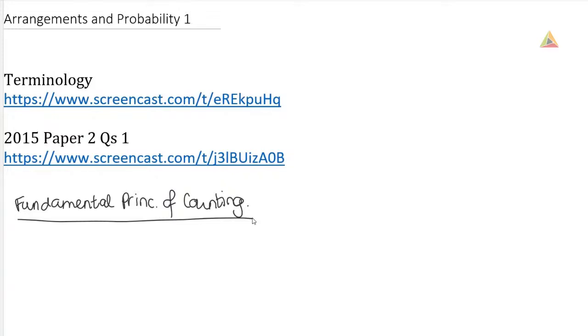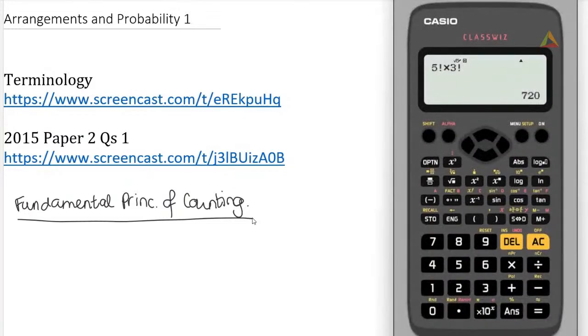The second thing that we're going to want to see is, when we're doing arrangements and looking at how many different ways of doing something, we're going to need to use a certain button on our calculator. The button is this exclamation mark, and it's called factorial. We find it on our calculator here over the x to the minus 1. So you press shift and that x to the minus 1 button and you'll get your exclamation mark. We put in the number first. If I want 5 factorial and press equals, it gives me 120.